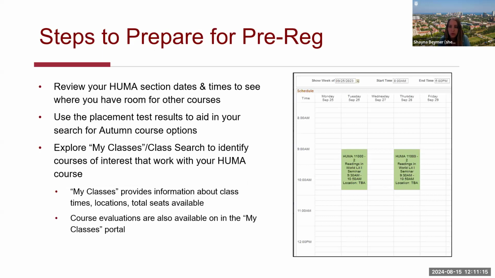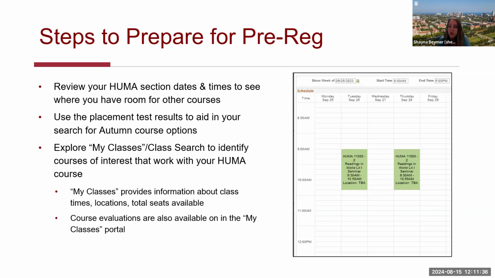For those of you who will be participating in pre-registration, the first step to prepare is to note your humanities course information. And you can see this information in your My.UChicago portal. And you will use your placement test results to pick the appropriate math, science, and language courses if applicable. So in My Classes, you will see the course listed with the dates and times.